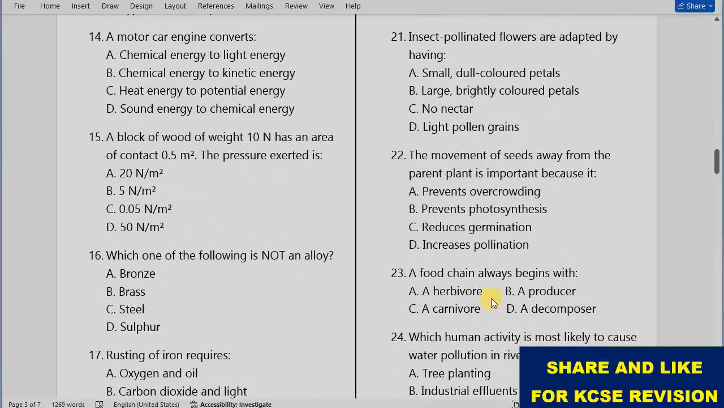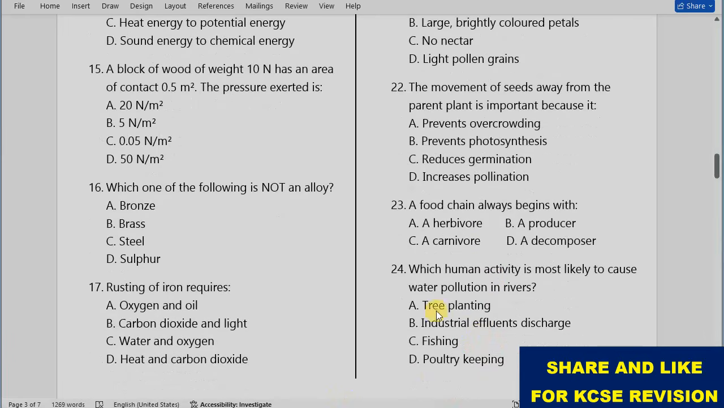Number 23. A food chain always begins with the producer, the one that produces the food. B. The food chain begins with the producer, that is the plant. Number 24. Which human activity is most likely to cause water pollution in rivers? That is industrial effluent discharge. That is what will pollute the river.